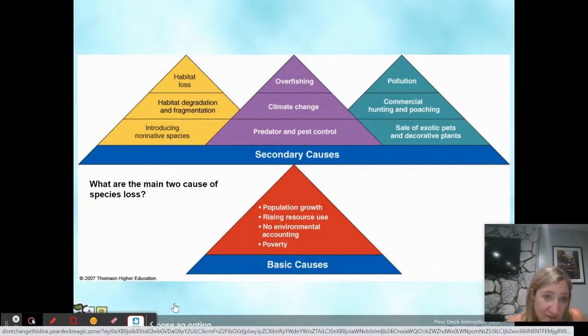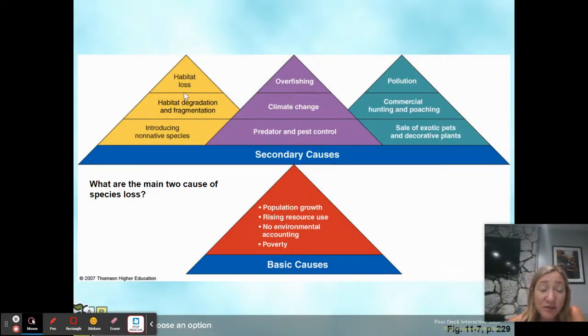So, what are the two main causes of species loss? Just to kind of recap what we've been talking about, habitat loss and degradation, number one, introduced non-native species are number two.